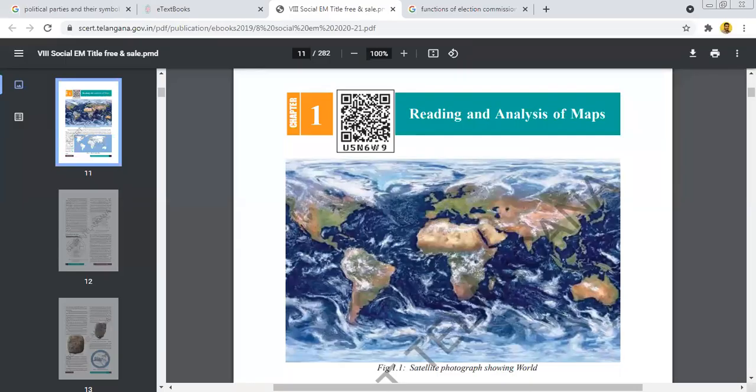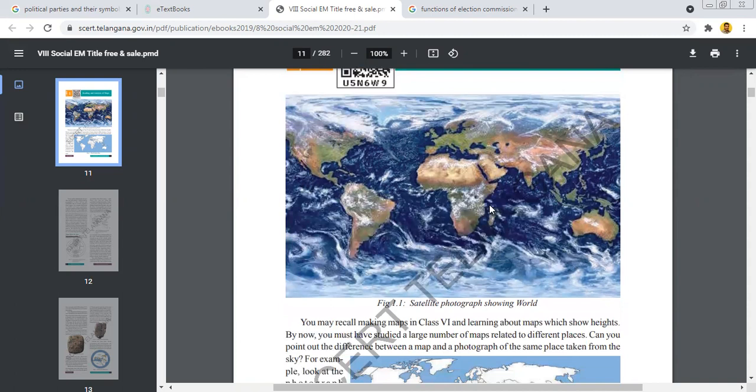Our topic is reading and analysis of maps. Nowadays, we are using maps for different purposes. Okay, so we have so many uses of maps. The first map was prepared by Sumerians to maintain land records. Later, Babylonians tried to prepare the world map on clay tablets.